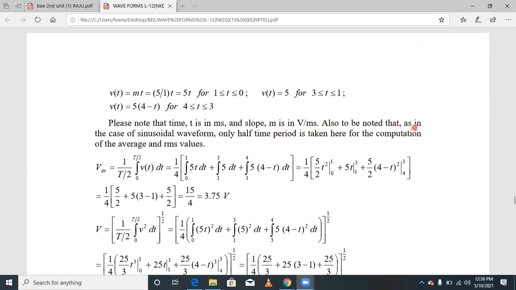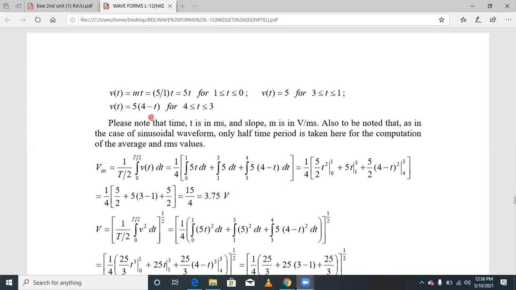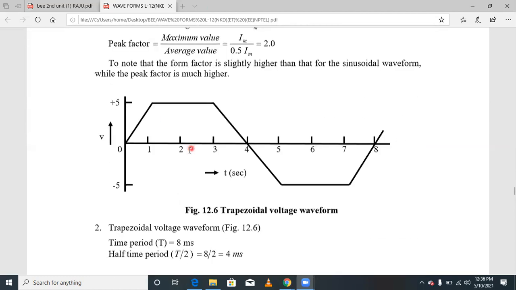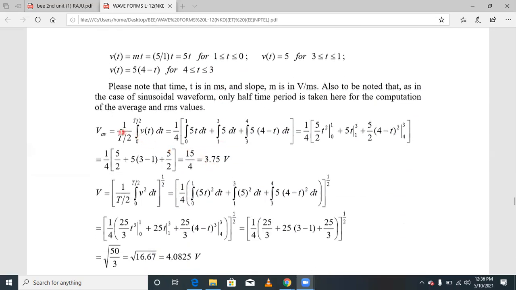Also to be noted that, as in the case of the sinusoidal waveform, only the half time period is taken here for the computation of the average and RMS values. So V average is equal to 1 by T by 2 integral 0 to T by 2, for the half time period. For the full cycle, the positive cycle and the negative cycle cancel each other and the average equals 0. That's why we don't consider the full cycle, only the half cycle. So T by 2 is 8 by 2, that is 4.